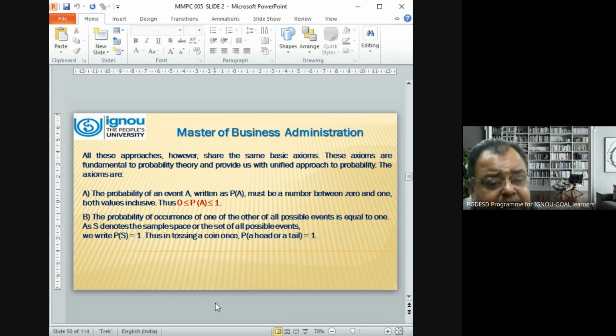The probability of occurrence of one or the other of all possible events is equal to 1. If S denotes the set of all possible events, we write P(S) = 1. Thus, in tossing a coin once, getting a head or a tail has probability 1.